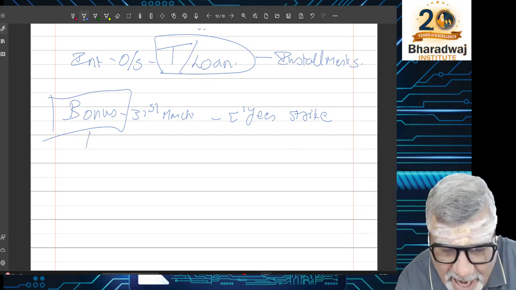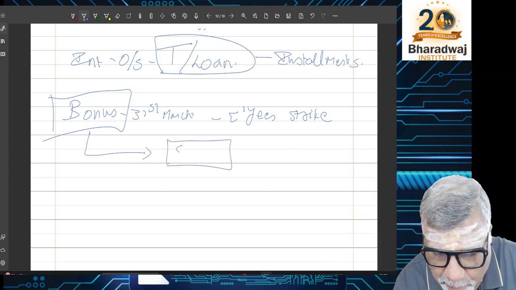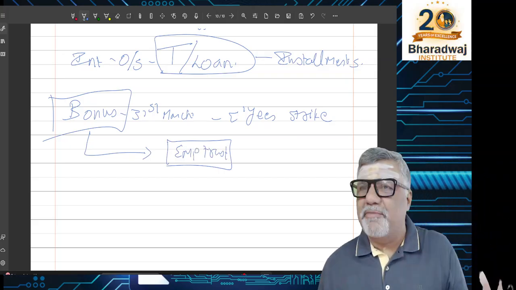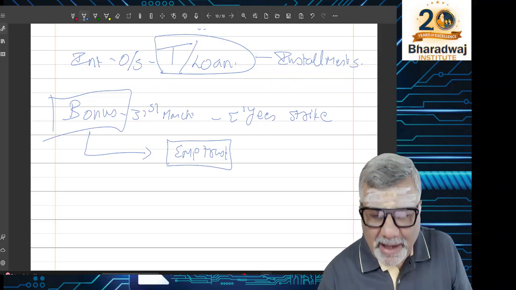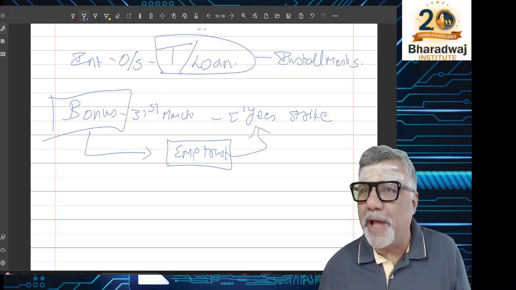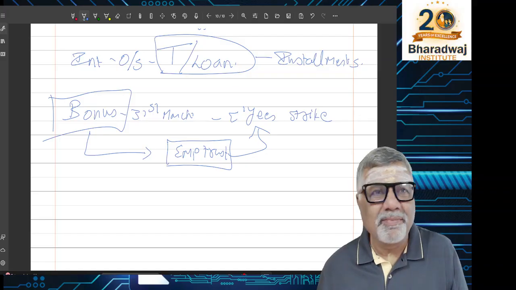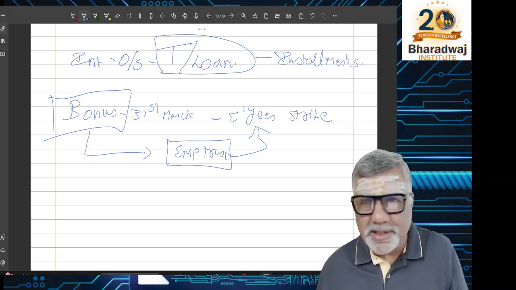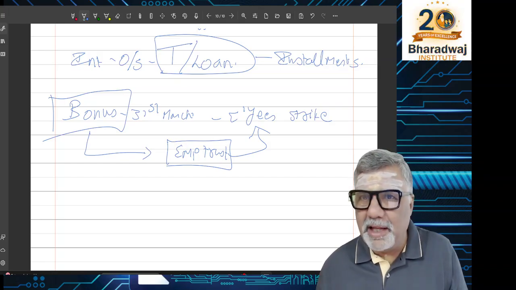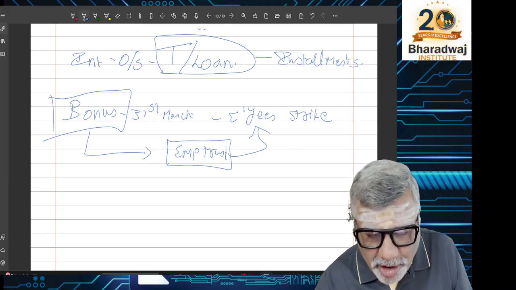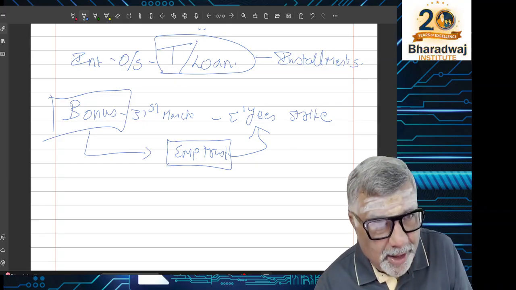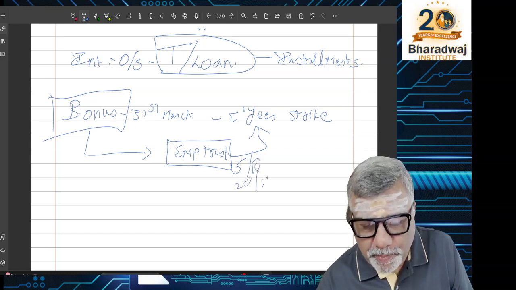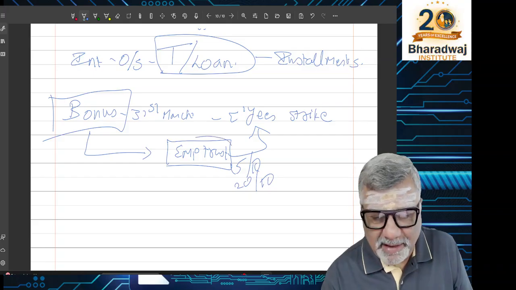So what I did is I transferred it to an employee trust. It's a non-revocable trust, which means the money will not come back to me. Whenever the strike is over, it will go to the employee. Fortunately, the strike got over by 15th October and the bonus was paid from the trust account.